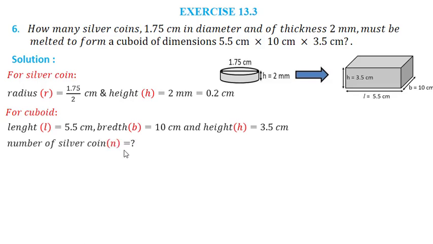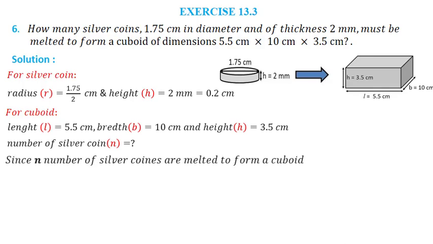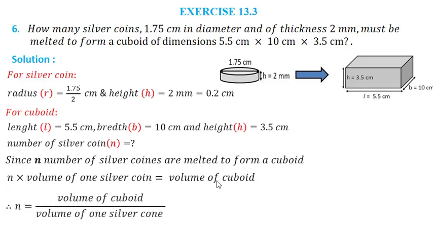Number of silver coins we have to find out. Let us consider that we have n silver coins. Since n silver coins are melted and form a cuboid, we will say that volume of n silver coins will be equal to volume of cuboid. That is n into volume of one silver coin is equal to volume of cuboid. That gives me n is equal to volume of cuboid divided by volume of one silver coin.